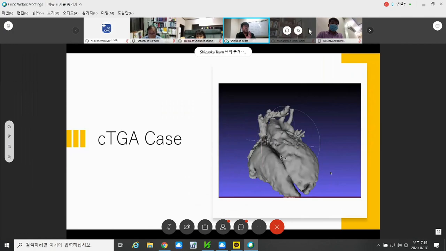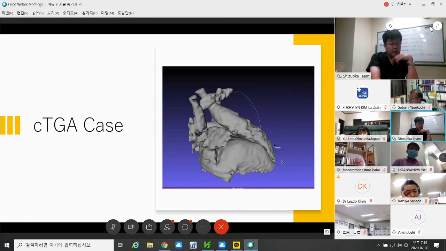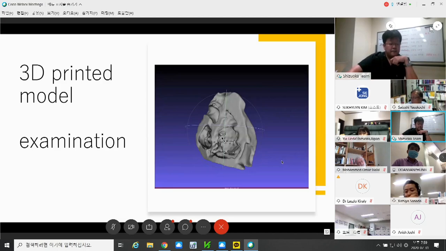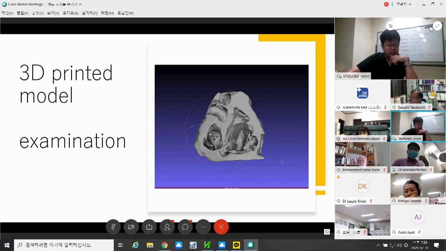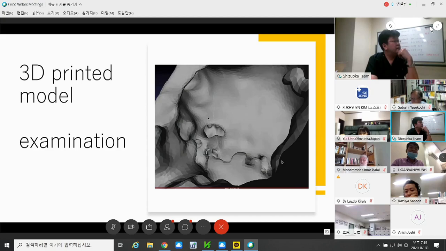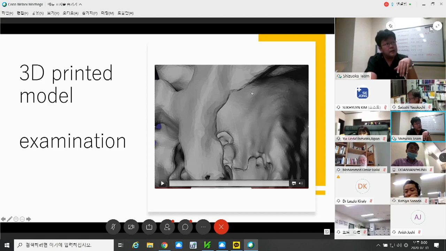This is a TGA case, and we make a 3D printed model. This is the image in the computer, but we print every heart. We also print the master model to see the actual position of the pulmonary artery, and we look inside to estimate the conduction system. We look into the left ventricle and see the pulmonary artery, and we examine how the conduction system goes. In this typical case, the conduction system goes as described in the textbook, alongside the pulmonary artery.